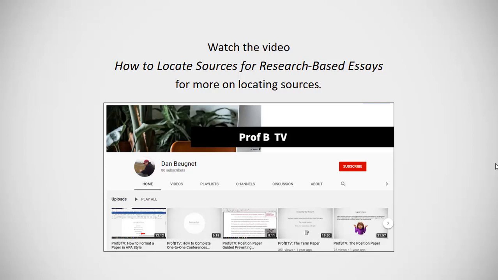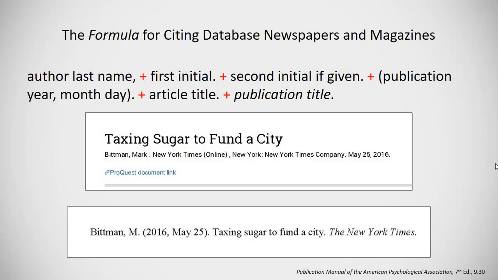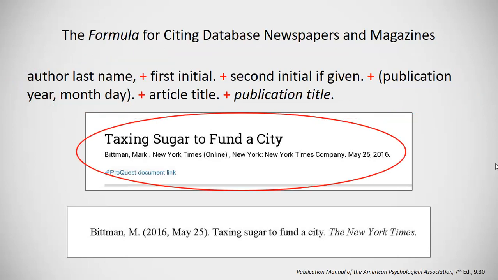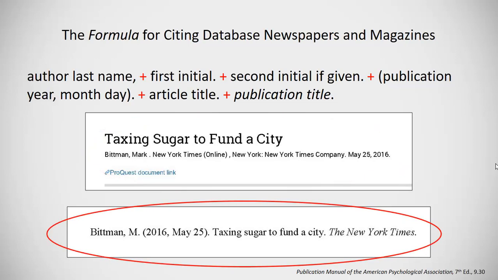The first formula we'll look at is the one for citing major national newspapers and news magazines. At the top of the page here, you see the formula for the citation. All you need to do is look for the information at the top of any article and plug it into the formula. Here I've got a screenshot of the top of an article that I located in a library database. And here I've got a copy of the perfectly formatted citation for that article.